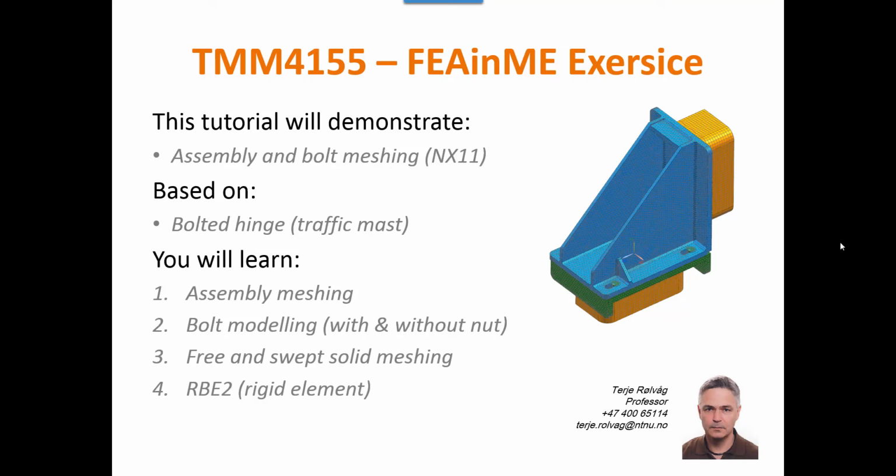Today I will show you how you can create an assembly FEM of a bolted hinge on a traffic mast. You will learn how to create the assembly FEM based on individual finite element models that you map to the assembly FEM. I will show you some bolt modeling, two types of bolts, with and without nuts. I will show you free and swept solid meshing and the application of RB2 elements where you want to put loads. This is the first of two videos.